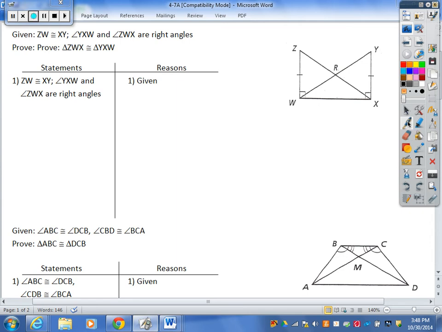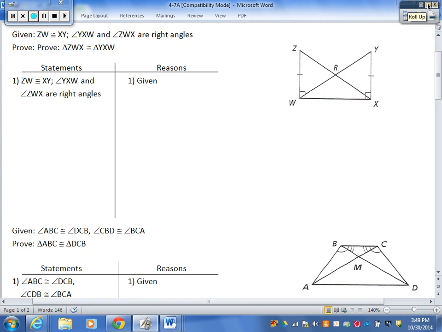If you take a look now at the very first proof on the top of your paper, you see that ZW is congruent to XY. We have that marked out, congruent. We also have angle YXW is a right angle, as well as ZWX. Now, what I want you to think before we get started here is, which two triangles do you know the most information about?